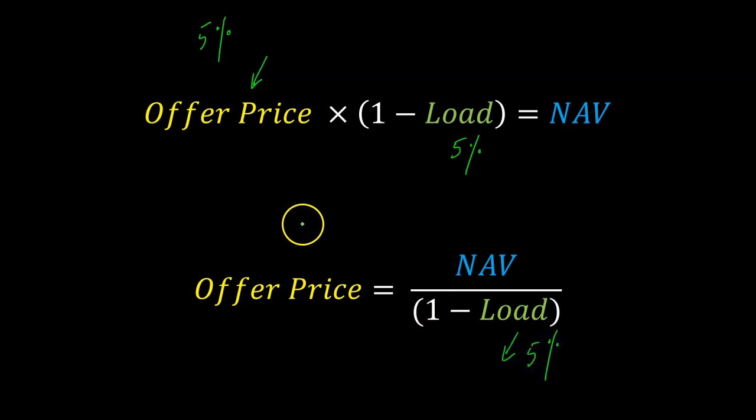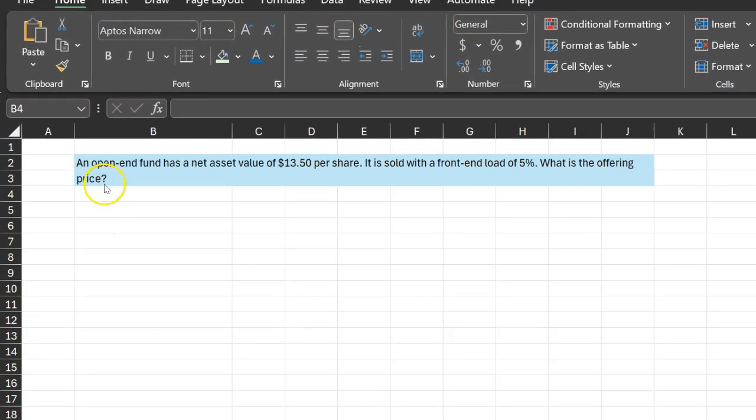So with that in mind, let's do a couple of problems to really drive home this point. So let's suppose that we are told that there is an open-end fund, which is a different way of saying it's a mutual fund, and it has a net asset value of $13.50 on a per share basis. We are also told that it is sold with a front-end load of 5%. The question is, what is the offering price or the public offering price?